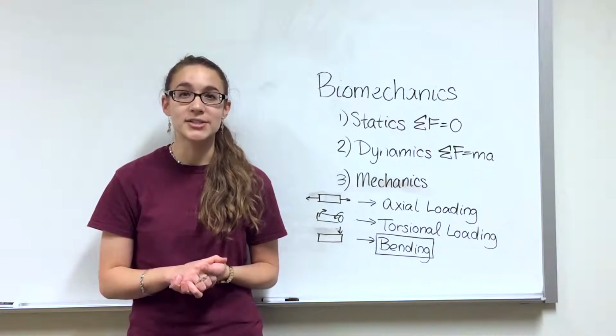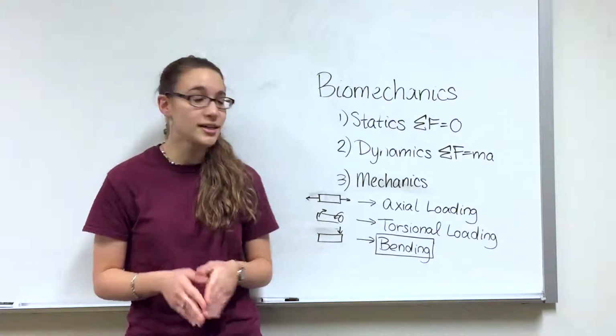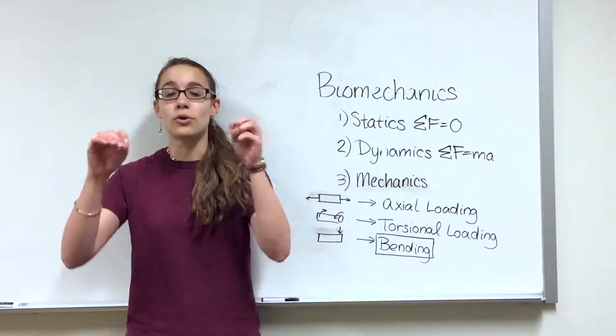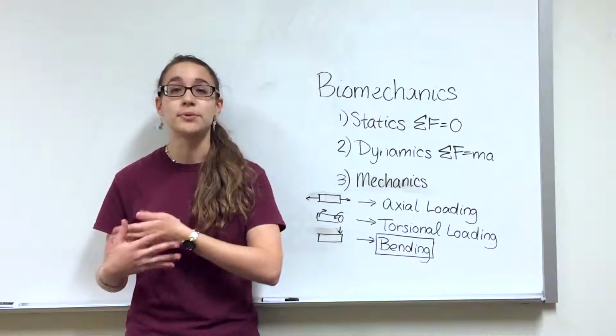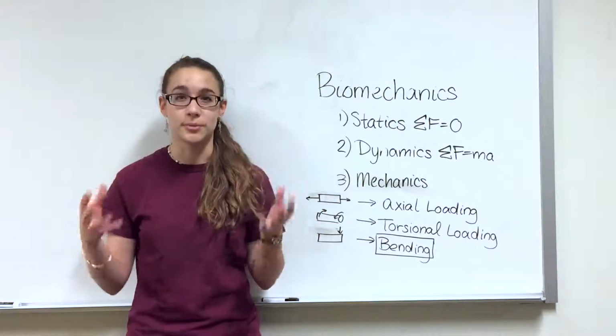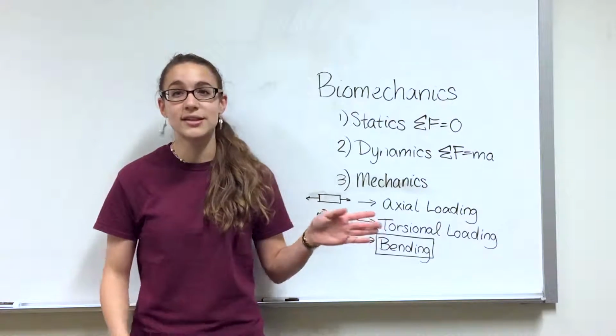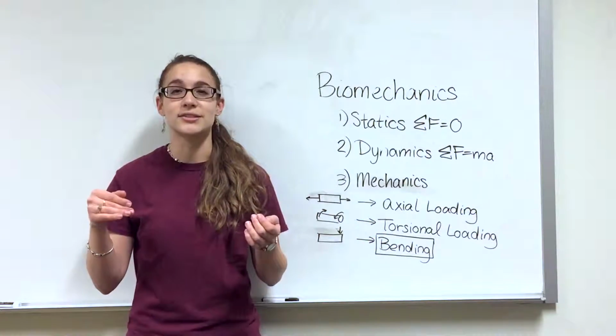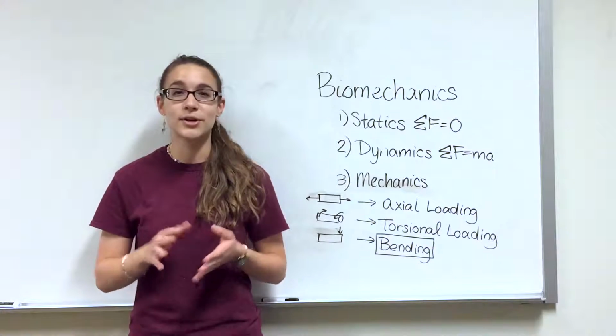Within mechanics, we generally focus on three types of loading. Axial loading, the horizontal forces that can act on, for example, your arm. Torsional loading, the twisting forces that act on the human body. And finally bending, the vertical forces that act on different parts of the body. Today we're going to focus on bending.